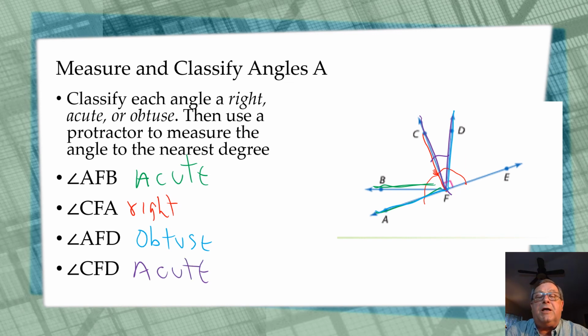Now, let me encourage you to get your protractor out and find the actual measures of angle AFB, AFD, and CFD. Notice all of them have a vertex of F. And it'll be fun to do.